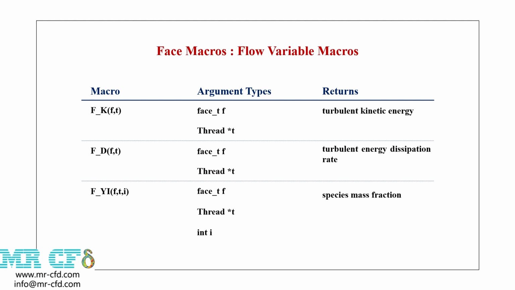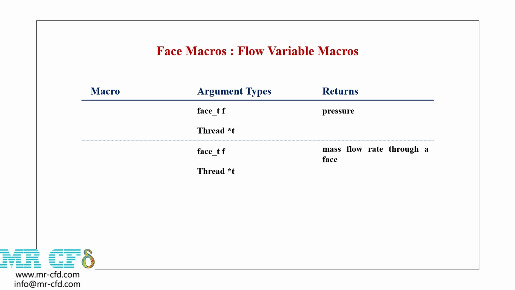These macros consist of two arguments. The first one represents a variable f that receives data from each of the surfaces of the surface thread, and the second one is a pointer to the desired surface thread. We also have the FYI macro, which is used to represent the mass ratio of species. In this macro, the argument I is equivalent to the index or counter of the desired species. The previous macros are only used on boundary surfaces.